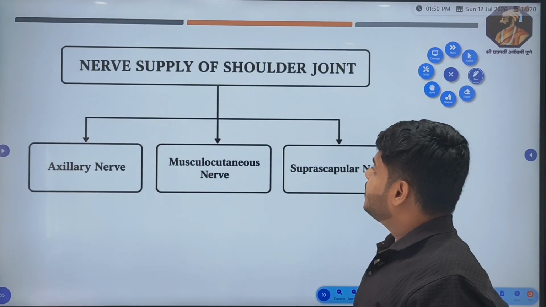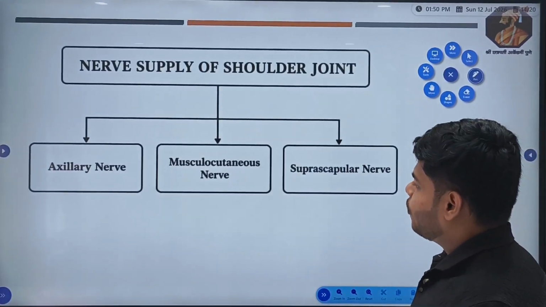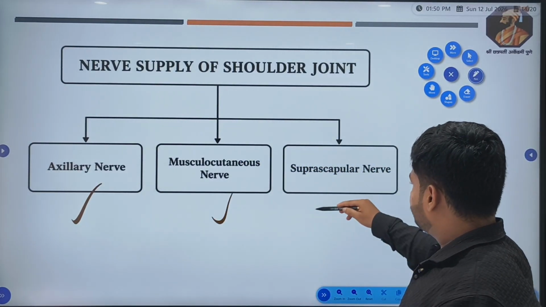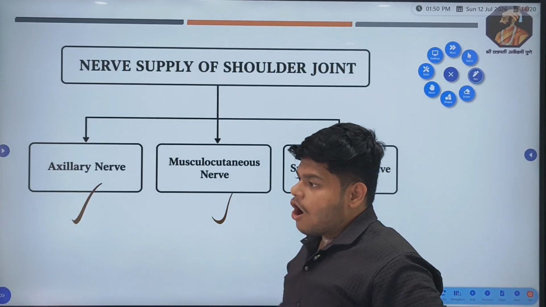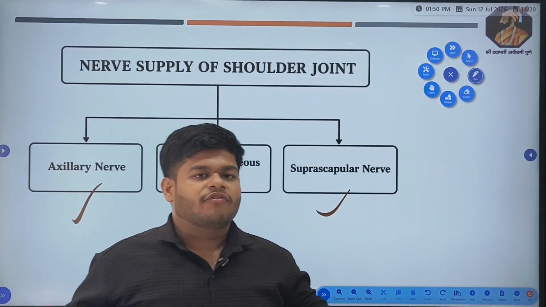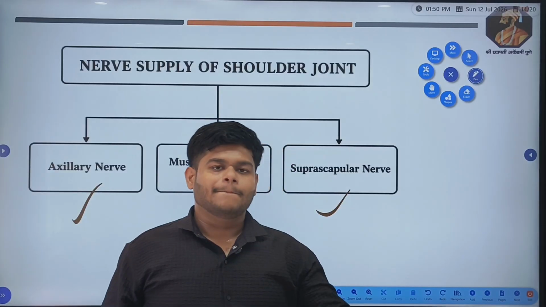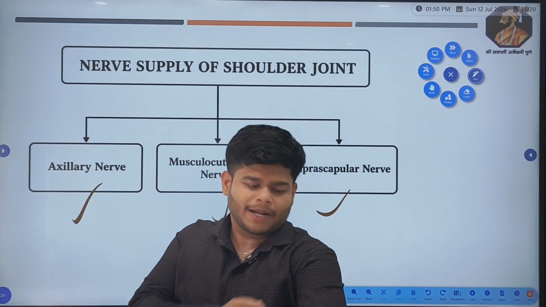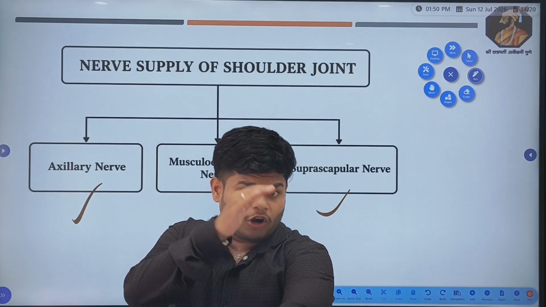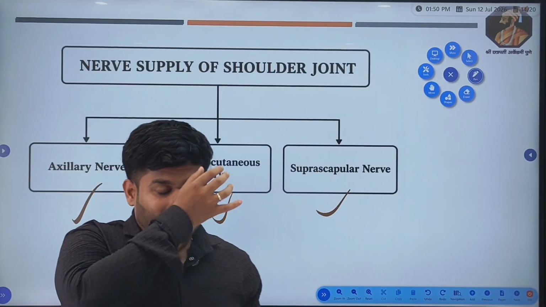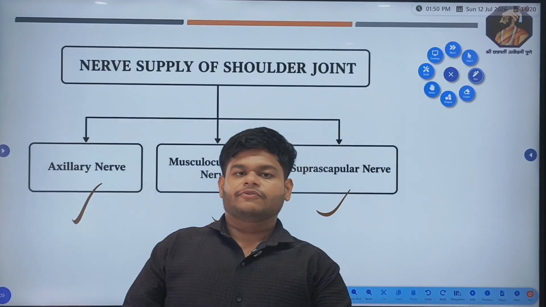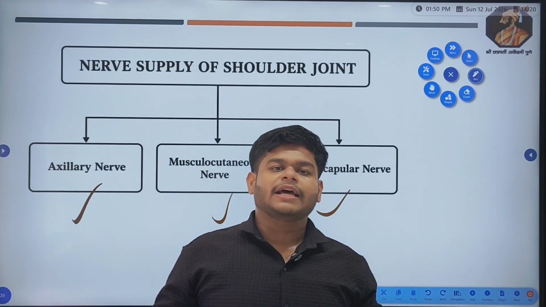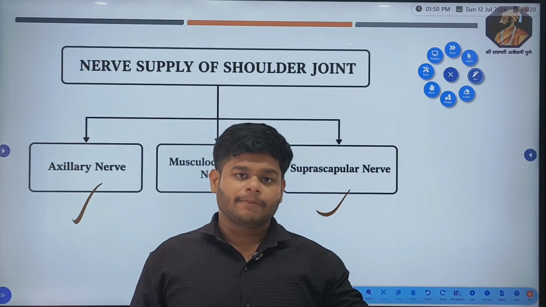Now, when we see the nerve supply of the shoulder joint, it comes under the axillary nerve, musculocutaneous nerve, and suprascapular nerve. All are branches of the brachial plexus. Brachial plexus is nothing but the network of nerves which supply the brachium. Brachium is called the arm. So all the nerves which are supplied to the arm come under the brachial plexus. We will learn about that when we study the brachial plexus.